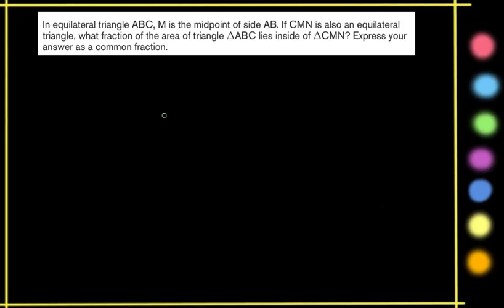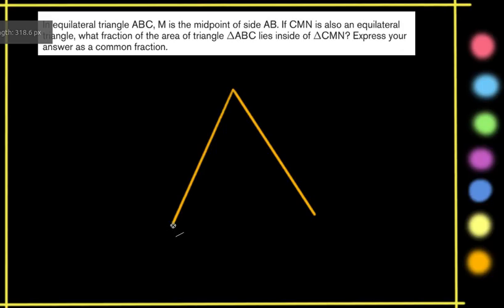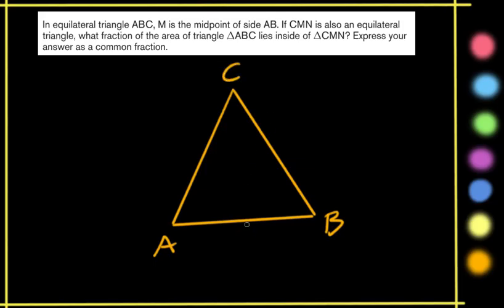In equilateral triangle ABC, M is the midpoint of side AB. Oh, I need another equilateral triangle, don't I? Okay, so I need another equilateral triangle. That's somewhat equilateral, I guess. And it says M is the midpoint of AB. So let's call this A and B. And then that makes this one C, and they say M is the midpoint of AB. So it's M. If CMN, what's N? If CMN is also an equilateral triangle.